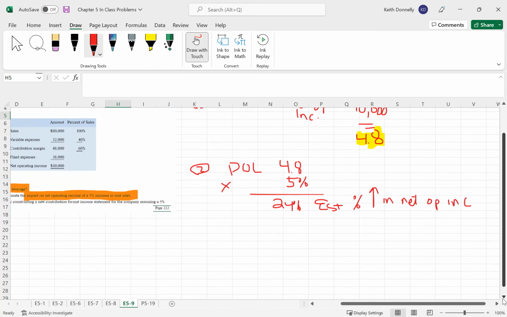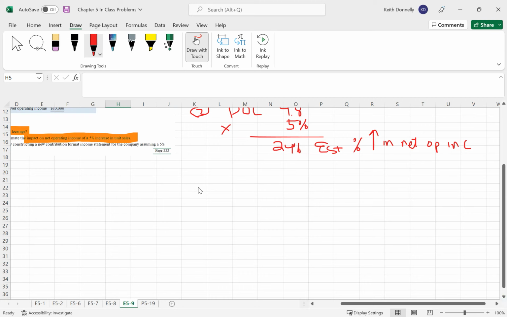All right, 3, they want us to verify this. So I'm going to just type it out. It'll make it a little bit easier. We're going to have our sales in this case, and we can do it by the amount, and then we can have it as a percent of sales.